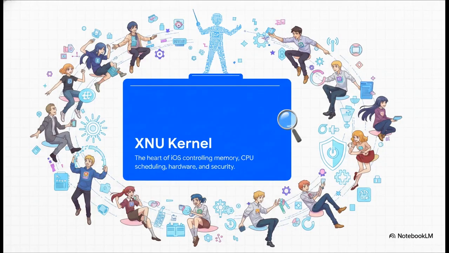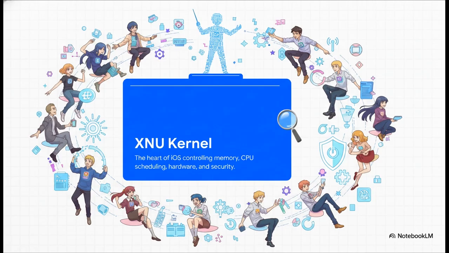So you might be wondering what part of the operating system is giving the actual orders. Think of the XNU kernel as the invisible conductor of a massive, frantic orchestra. It lives at the absolute heart of iOS. It dictates memory allocation, schedules the CPU's time, handles the hardware communication, and enforces system security. It is making the ultimate split-second decisions about which apps get the processor's attention at any given microsecond.